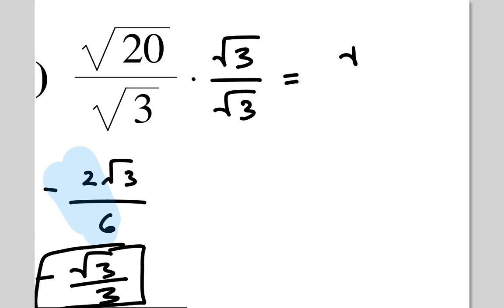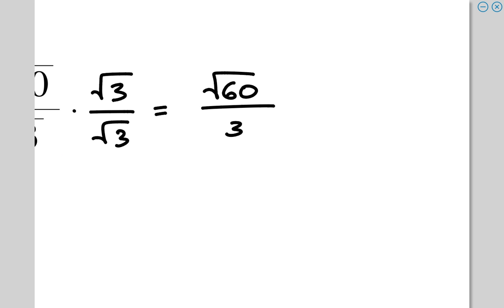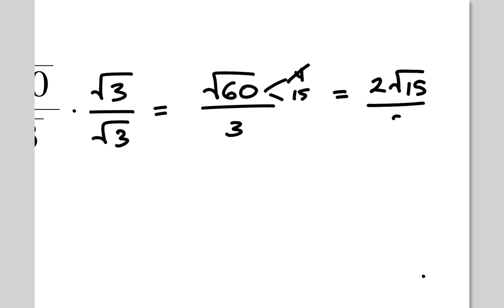Okay, let's look at this last one. What's in the top? Root 60 over 3. Now 60 is big. Let's check it. 60 is like what? Good. 60 would be 4 and 15, right? So the 4 comes out as a 2. And 2/3 you can't reduce. And there's no squares in 15.